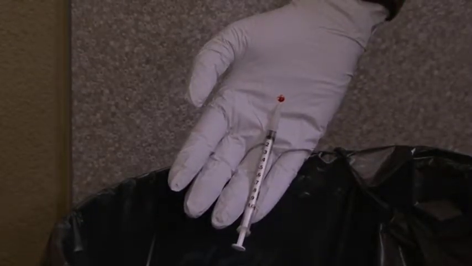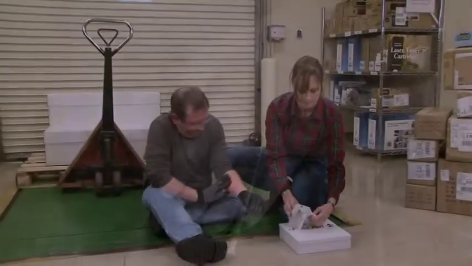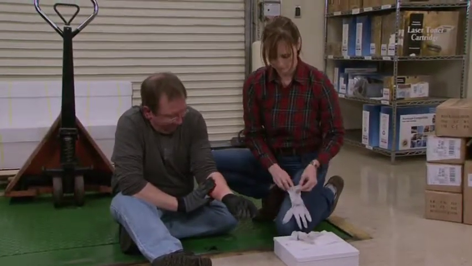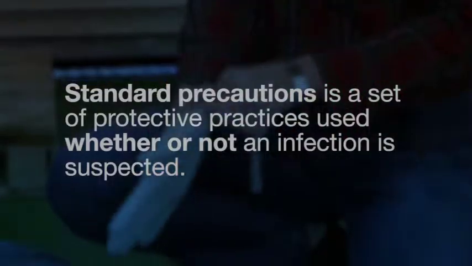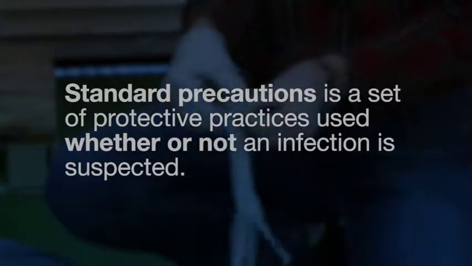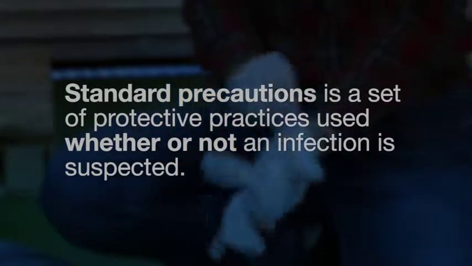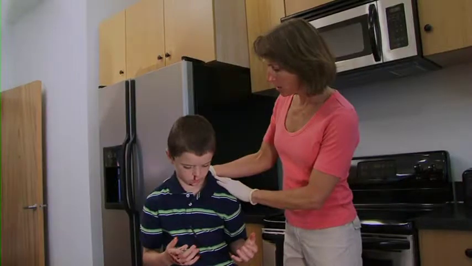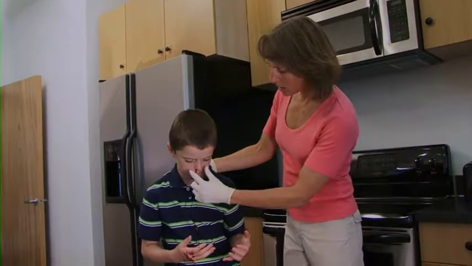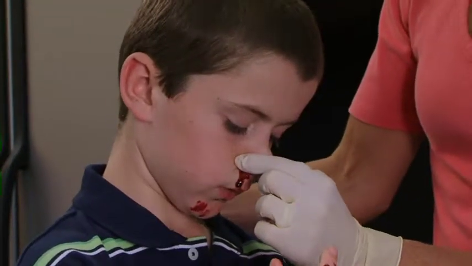Exposure can also occur through a skin puncture with a contaminated sharp object. Reducing exposure lowers the chance of infection. Standard precautions is a set of protective practices used whether or not an infection is suspected. To be effective, your approach is the same for everyone, regardless of the relationship or age.